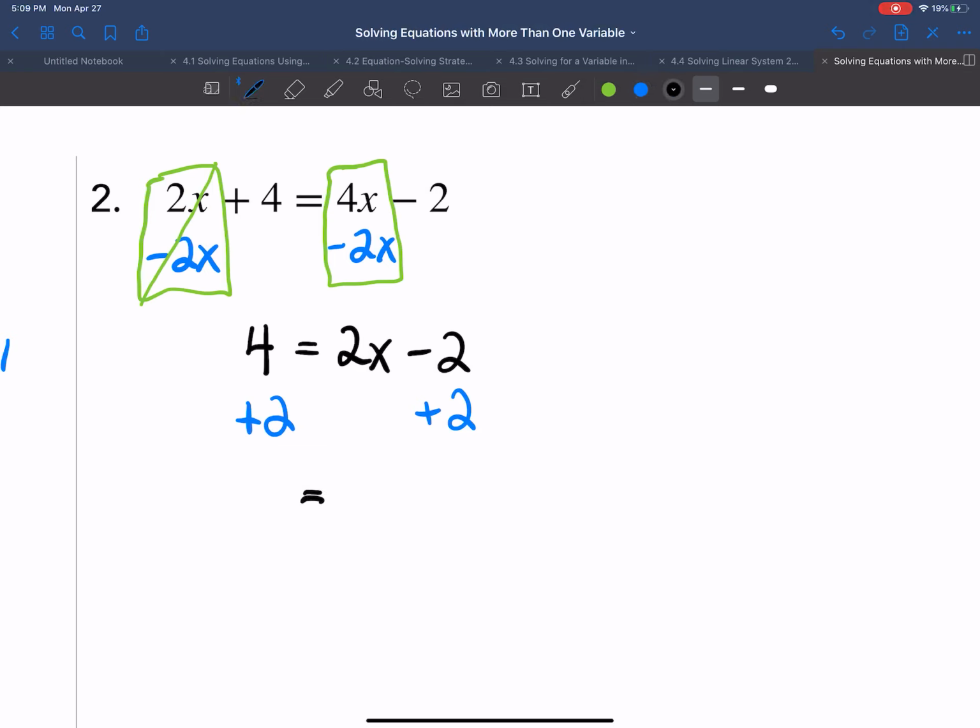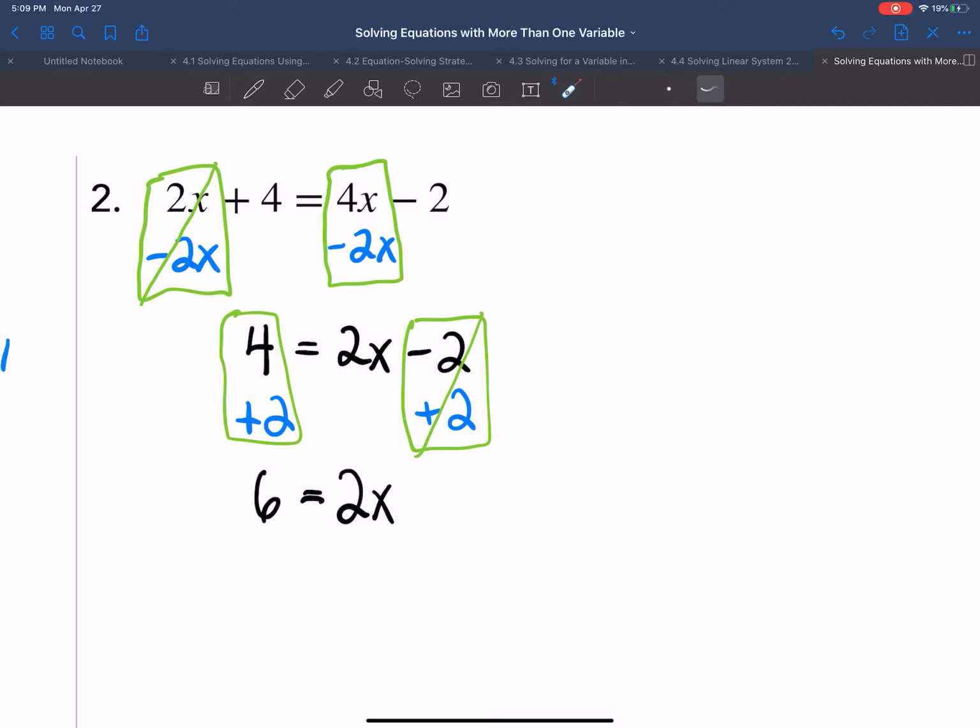So the equal sign is still there. 4 plus 2 makes 6. I didn't change the 2x. That's still there. And negative 2 plus 2 is 0. That's why I did it, to get rid of that minus 2. So now I just have 2 times x. So I want to get rid of that 2. I do the opposite operation, which is to divide by 2.